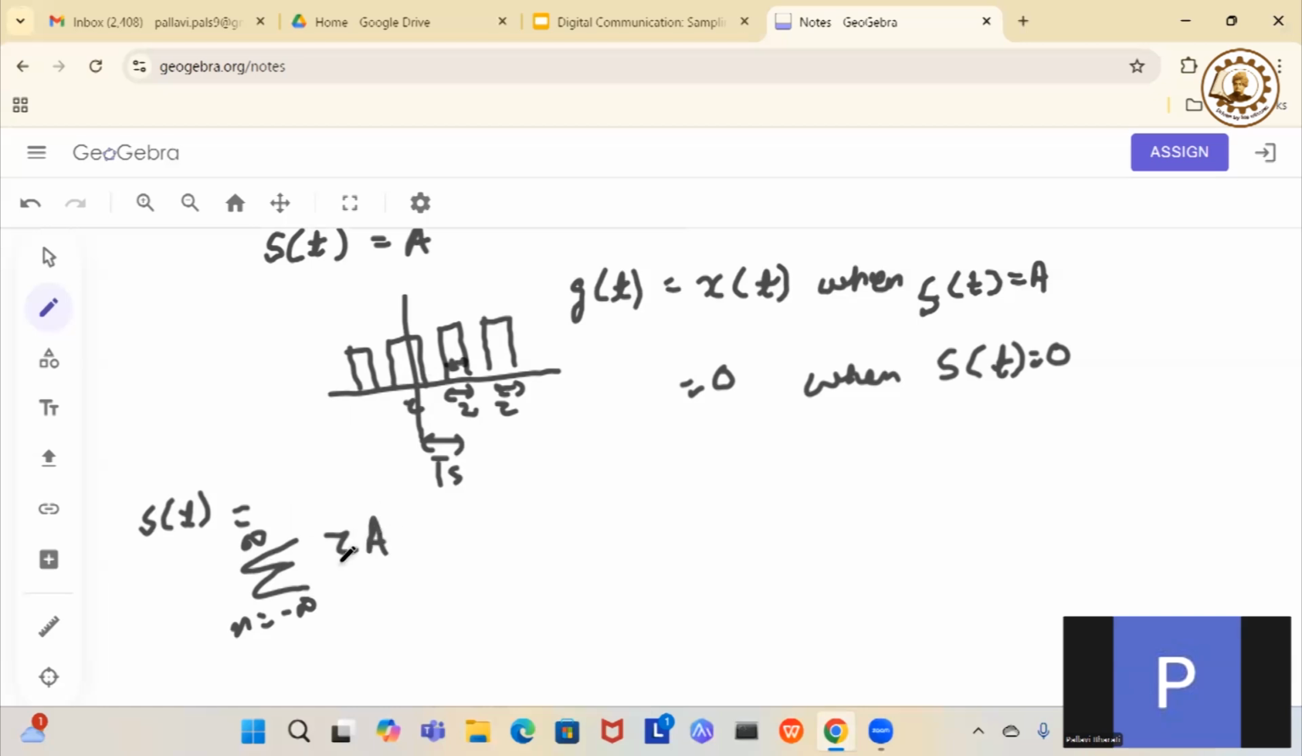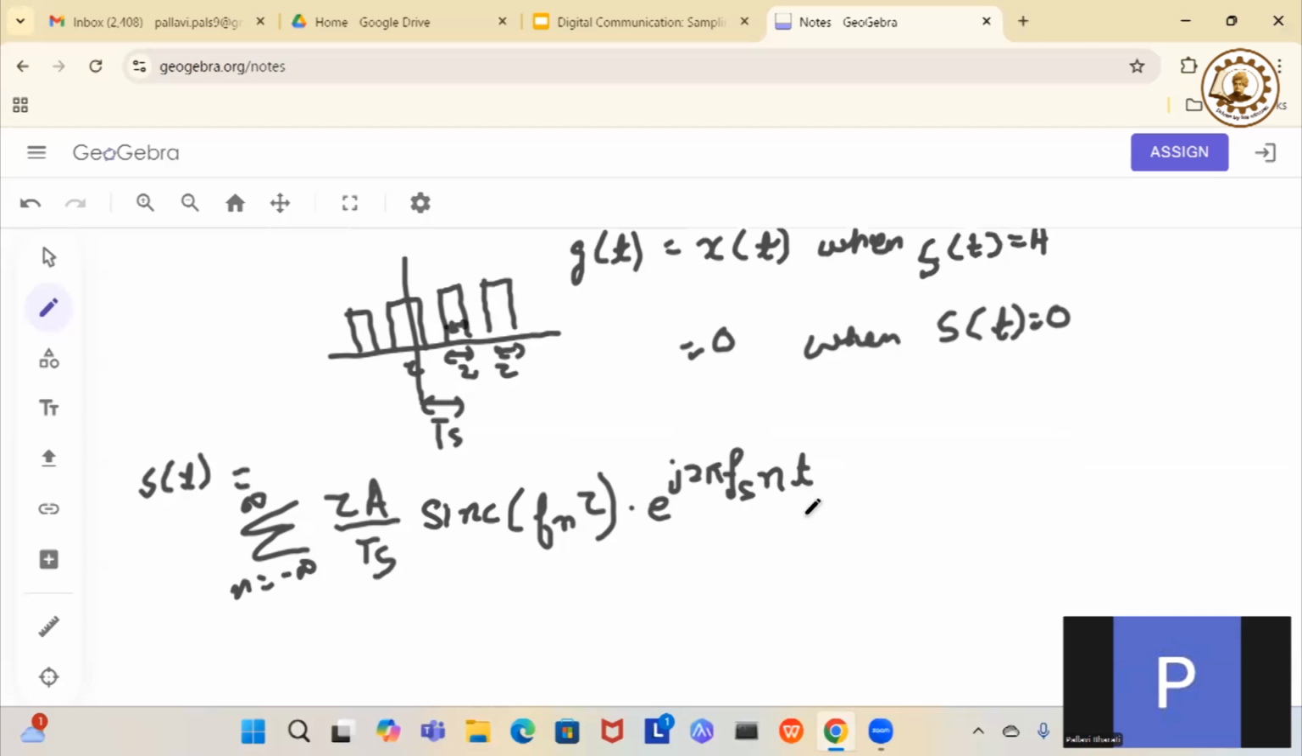Tau A by Ts, I'll explain everything over here. Tau A by Ts sinc. In the numericals on sampling, we discussed this part. Sinc(f_n tau) e to the power j 2 pi f_s n t. This is your s(t). So how are we getting this?